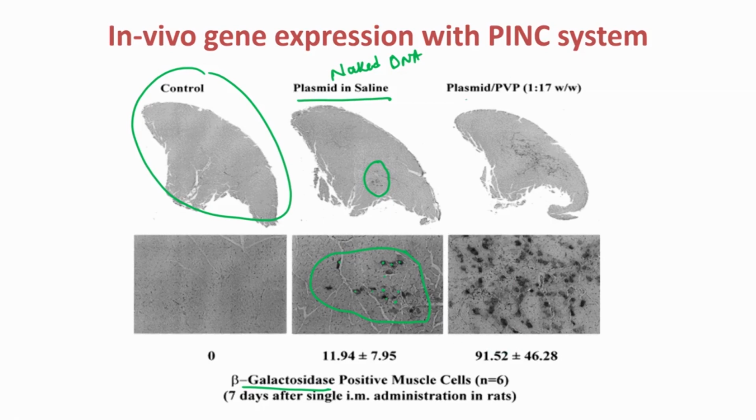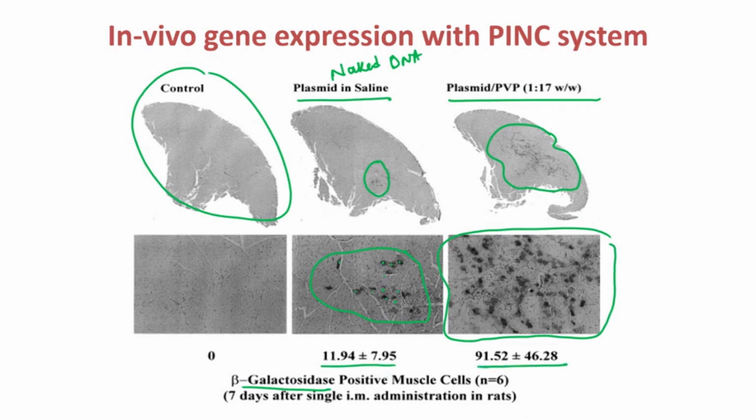However, when you use this PINC system with the plasmid and PVP at a certain ratio, you find that quite a lot of this is actually being expressed in these muscle cells. And the reason for that is the PINC system is first of all acting as a bulking agent, so maybe it will still trigger some endocytosis, and it also protects the DNA a little bit from the external environment. And this is further quantified, so you see almost a 10-fold increase compared to just the naked DNA.